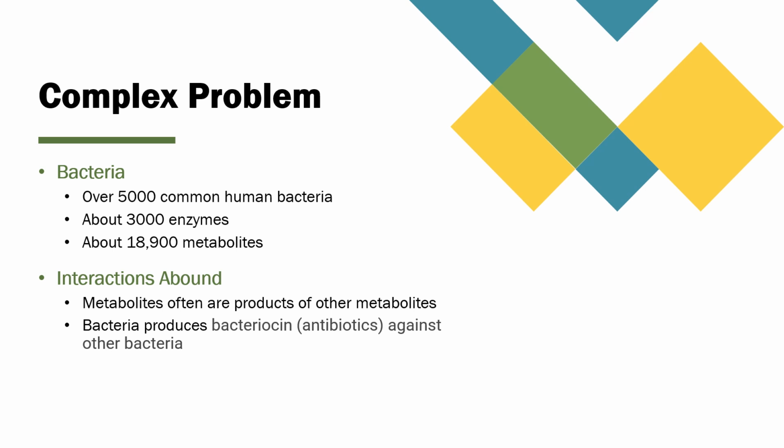Metabolites are often products of other metabolites. For example, a bacteria will take some chemicals like a glycerate and produce a bacteriocin from it. If the first one doesn't happen, the second one doesn't get produced. So we end up having lots of back and forth that way. More importantly, bacteria often produce bacteriocins, which are basically antibiotics against other bacteria. So if you don't have much of one bacteria, it may cause other bacteria to overgrow because it's not being kept in check by the natural antibiotics. So there is a complex thing.